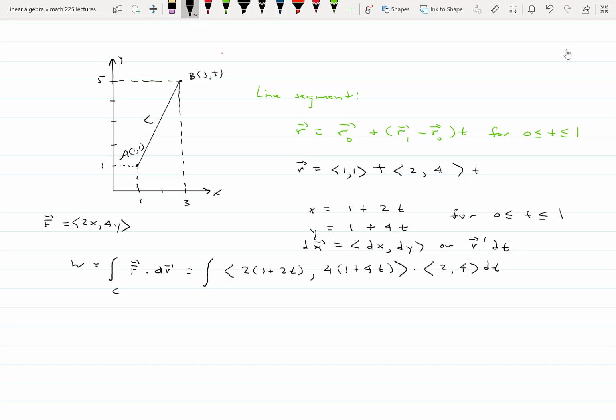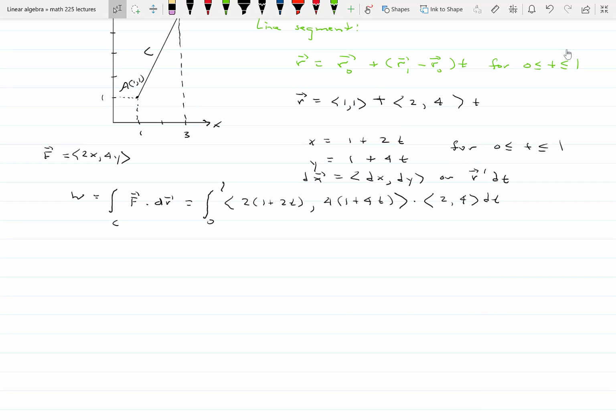Okay, so r prime would be, rather dx would be 2, dy would be 4. So we get 2, 4 dt. dx and dy would be 2 and 4 dt respectively. Okay, so then this is carried between 0 and 1. Look at the cost of ignoring the fact that we have a conservative vector field. I'd have to evaluate this integral.